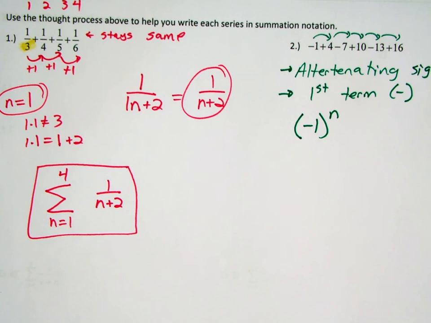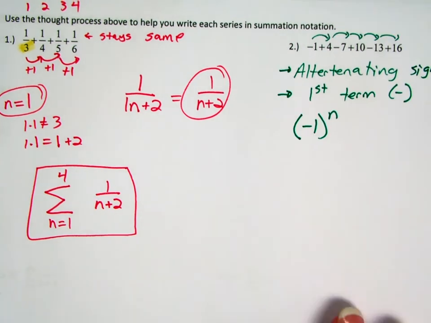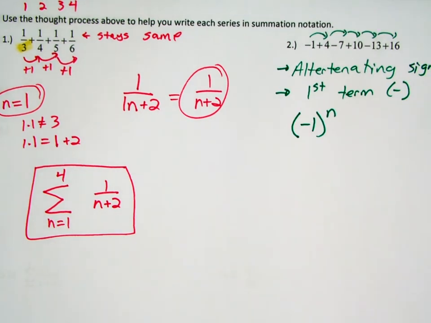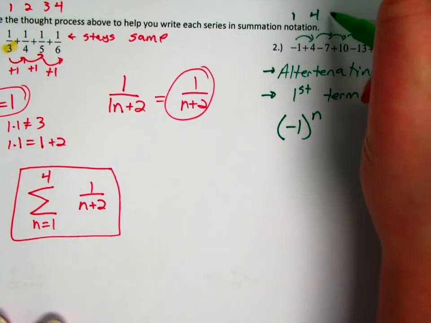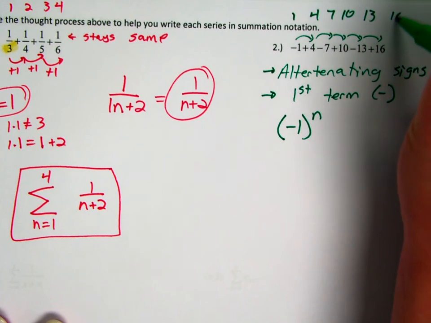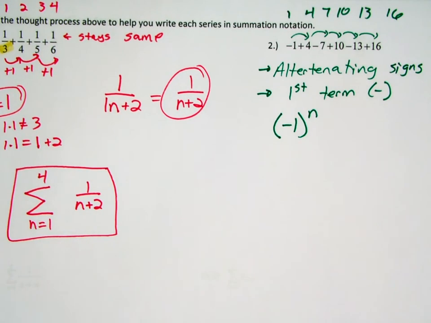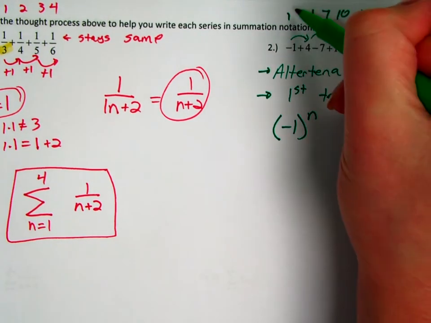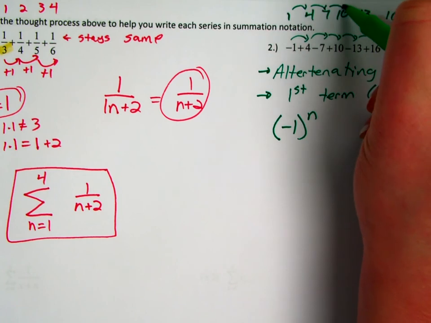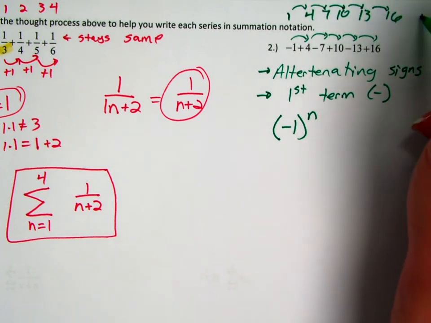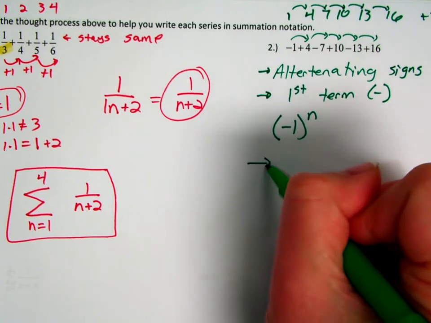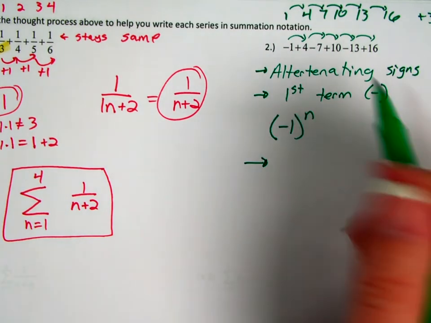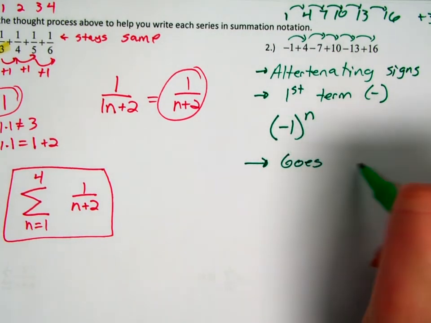Now, let's just ignore the signs and just look at the numbers themselves. So we have 1, 4, 7, 10, 13, 16. So I'm just looking at the base value. I don't care about the positive or negative right now. Well, if I'm going up each time, isn't this really adding 3 each time? 1 plus 3 is 4, plus 3 is 7, plus 3 is 10. So after I take care of that alternating series, I notice that it goes up by 3 each time.